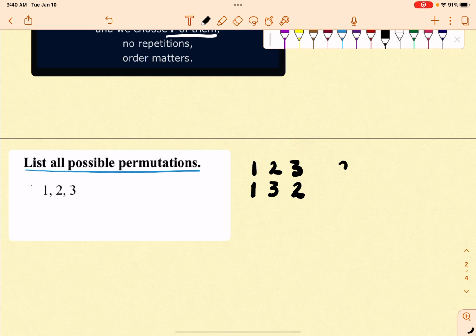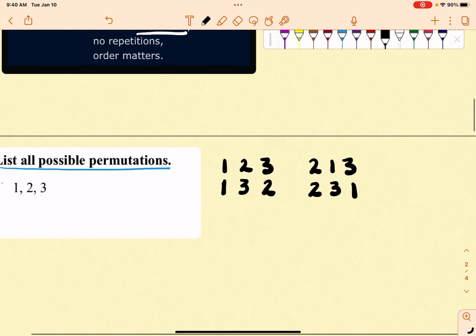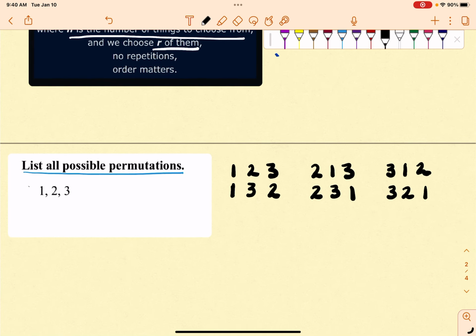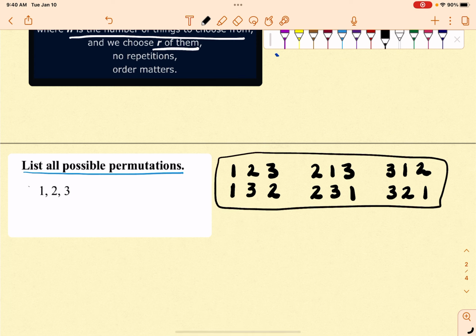So let's put 2 first. If I do 2 and then 1 and 3, the only other combination I could have would be if 3 went second and 1 was last. Okay, if I look at having 3 first, it could be 3, 1, 2. The only other possibility with 3 first would be if I did 3, 2, 1. So there's 6 possibilities of total permutations in that, and these are the very specific order that they can be in.